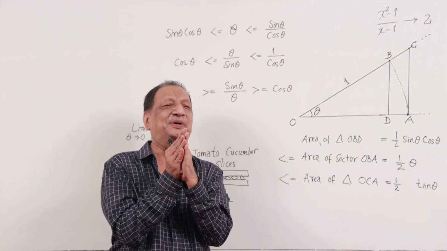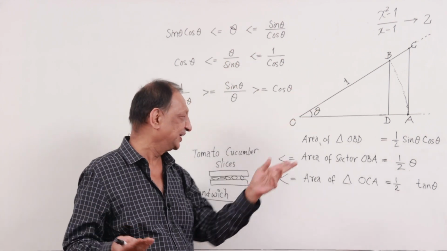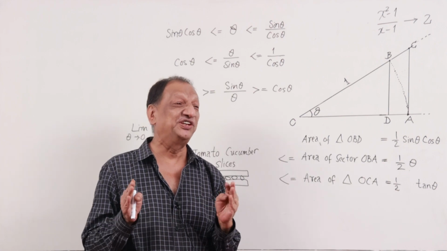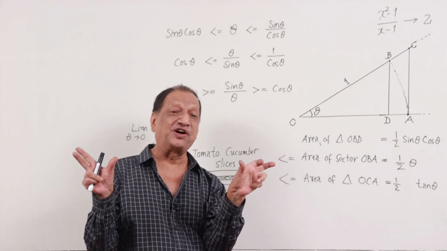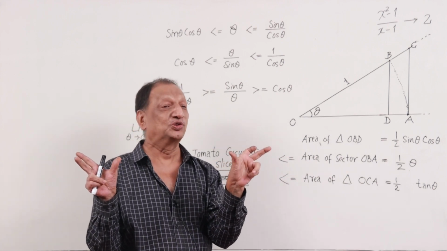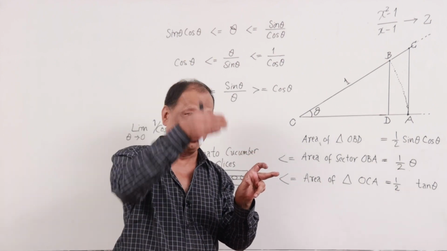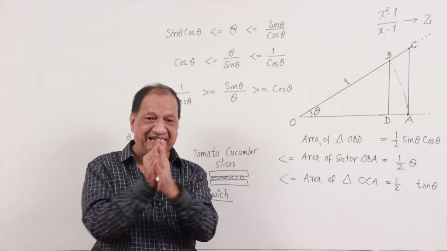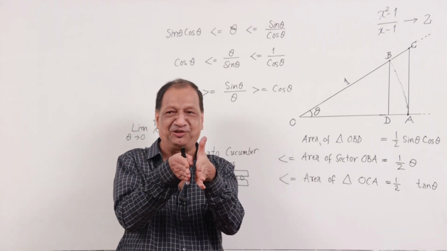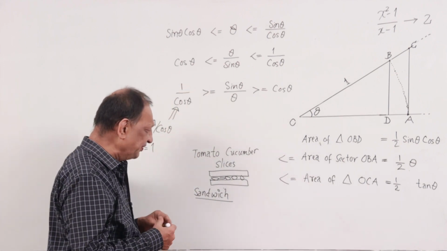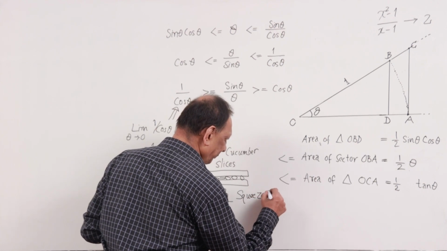So what is the limit of sin theta by theta? 1. Must be 1. There is no choice. It's known as the sandwich squeeze theorem. Actually, this theorem is called a theorem. When you have 2 functions whose limits are the same, and one function which is stuck in between those 2 with inequalities, the limit will be the same for the in-between function, because basically it is stuck in the inequalities. So it's known as a sandwich squeeze theorem.